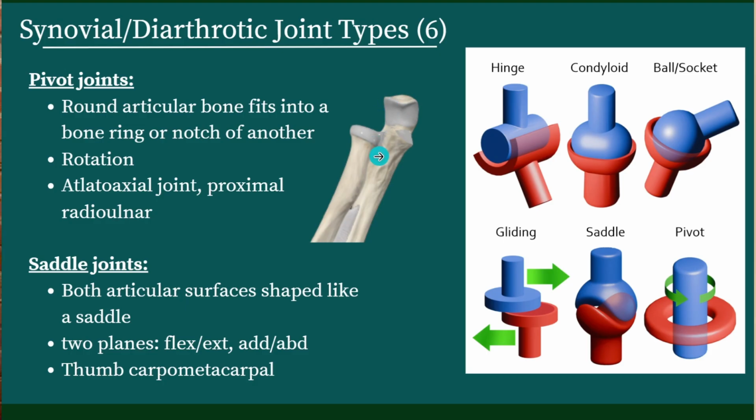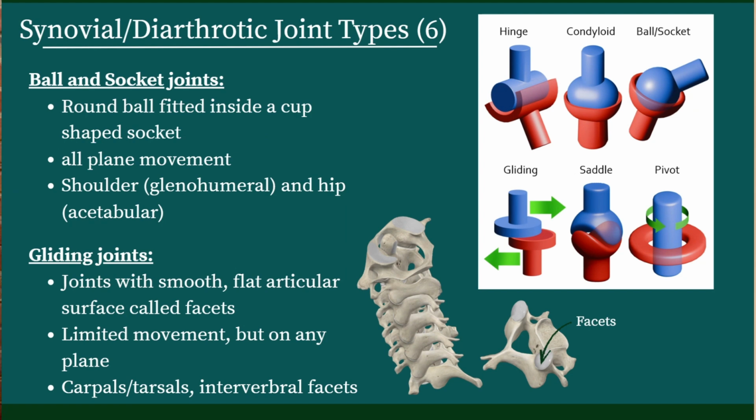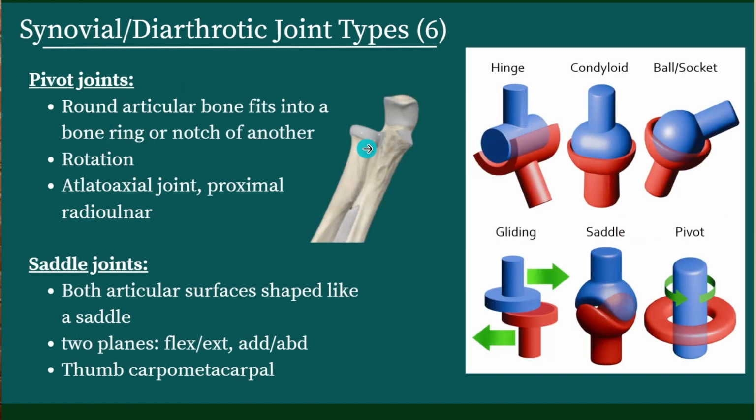And we have saddle joints. Oh, in this image, I have the radio-ulnar joint. So we can see the radius is here, and it is fitting into a little place here on the ulna so it can twist. So it does a rotation where it twists when we supinate and pronate our wrist.